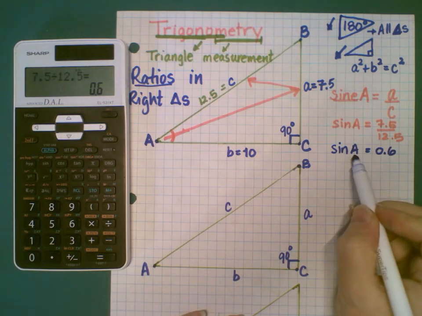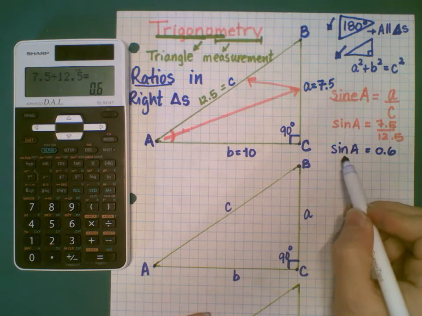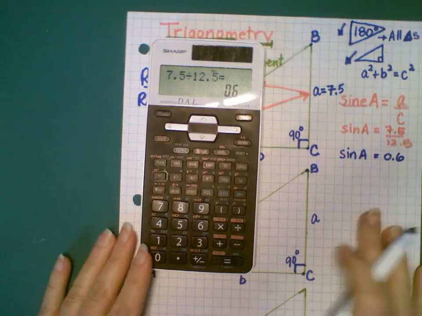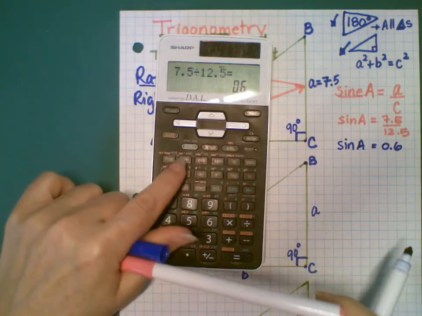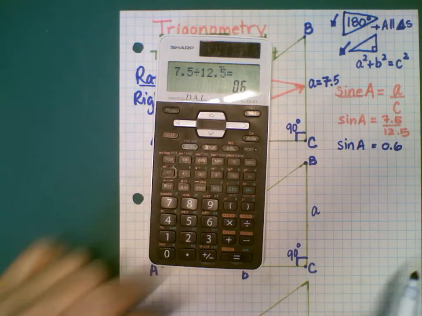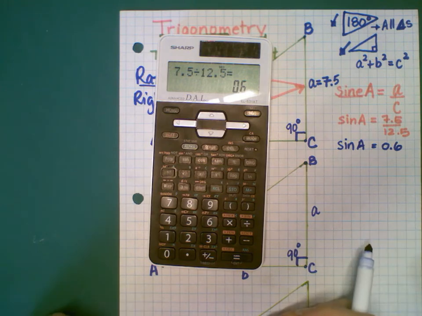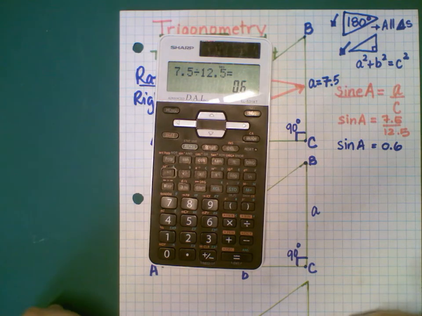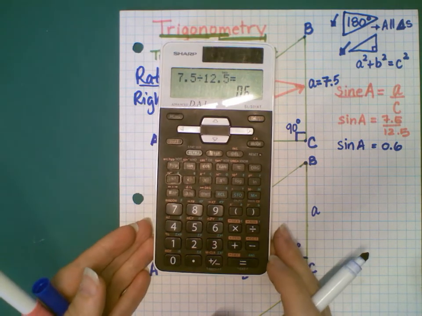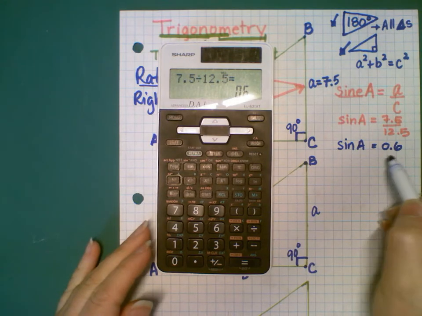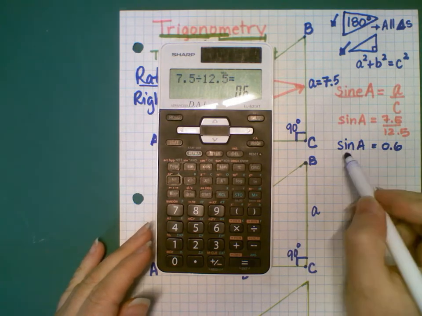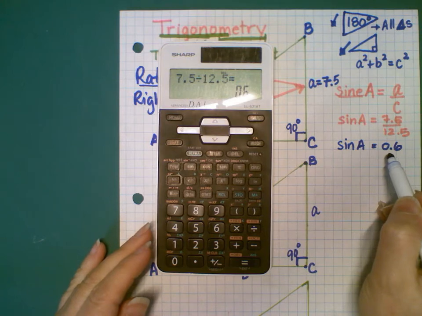In order to figure out what the actual angle measure is, I'm going to have to undo that sine ratio. And that's where this calculator comes in handy. So for the buttons, sine, cosine, and tangent, your calculator is programmed. It has a table of values in its memory. And it has, in that table of values, what is the value of an angle that produces a sine of 0.6.